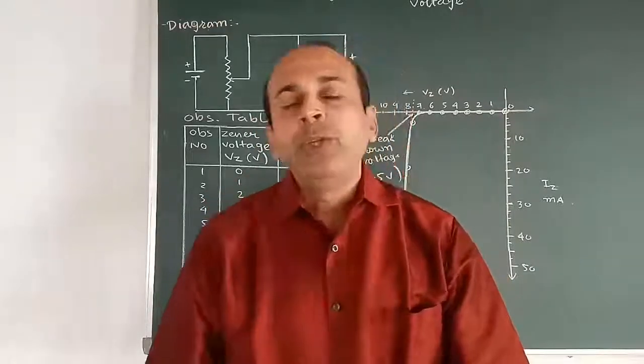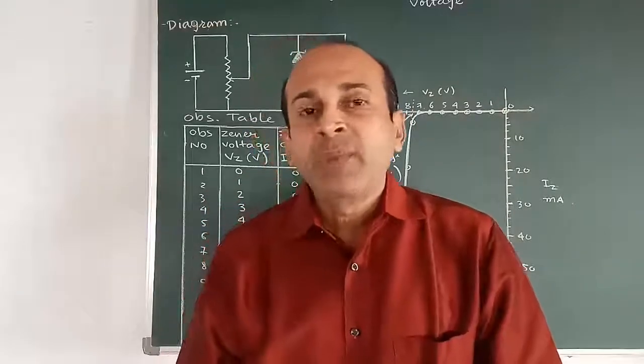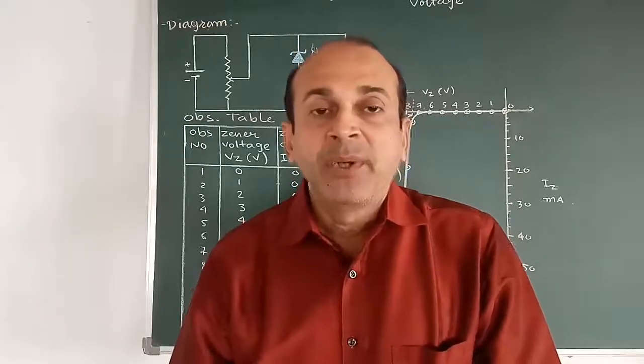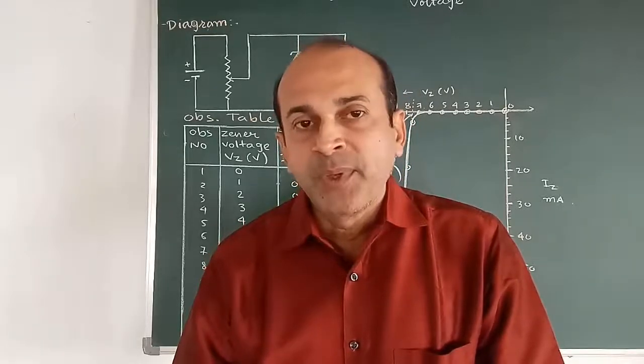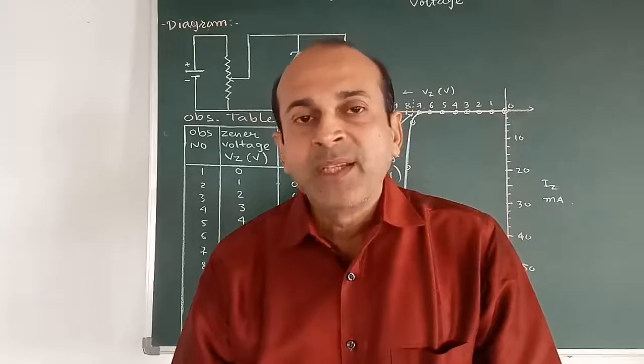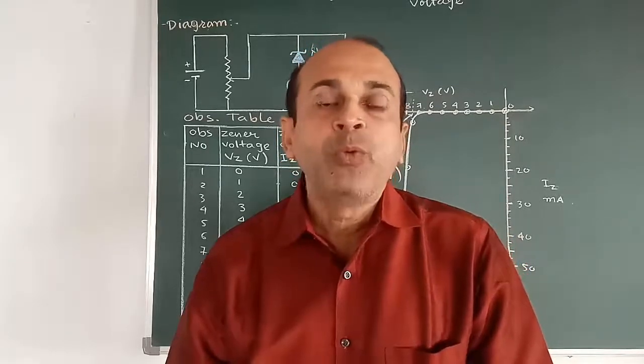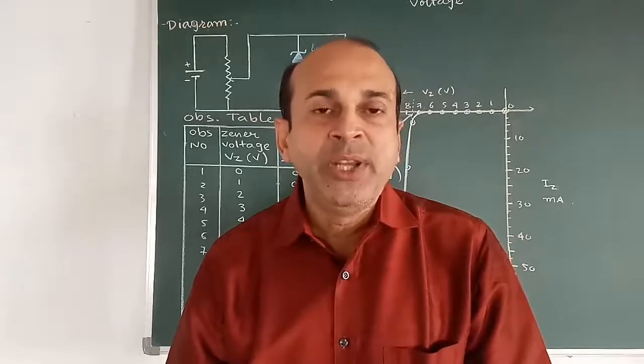So we can use this diode as a reverse valve up to 7 volts. Then after that current will flow through the diode. That's why the diode is sometimes known as a valve. It allows current to flow in one direction.